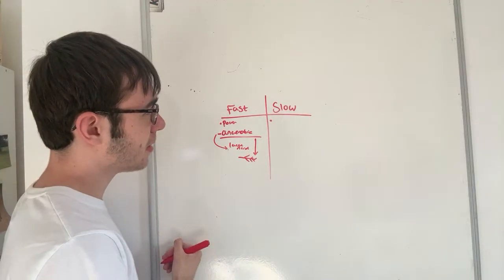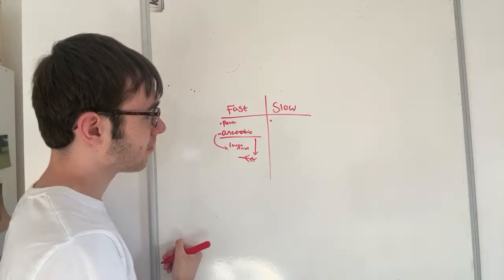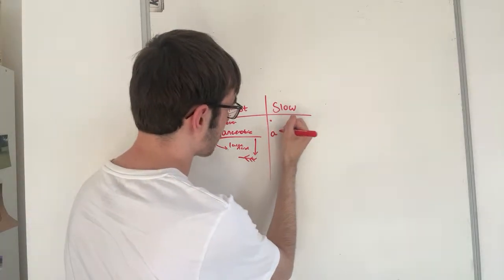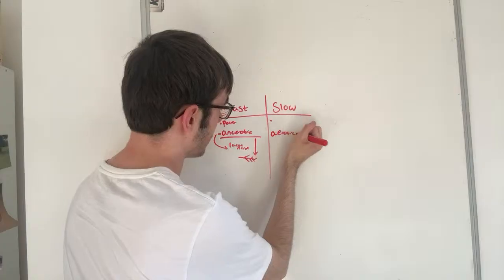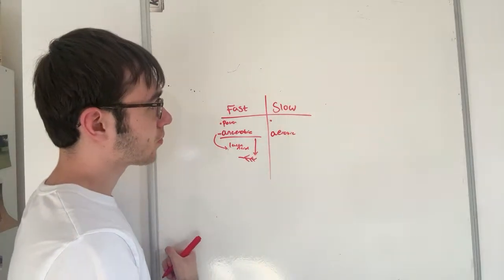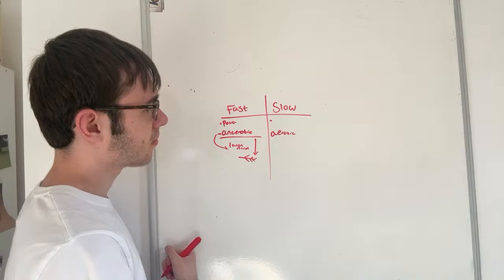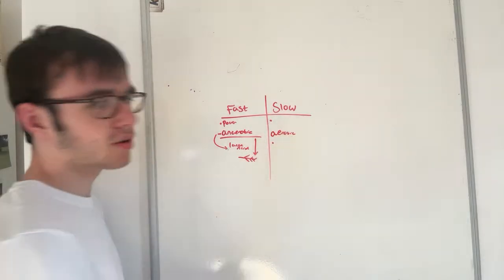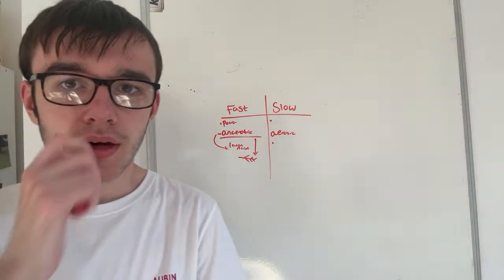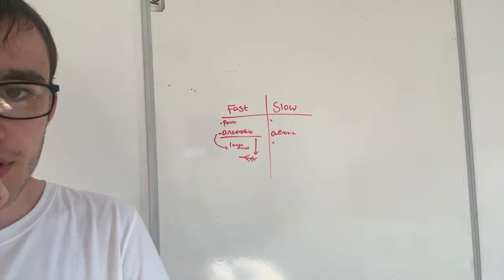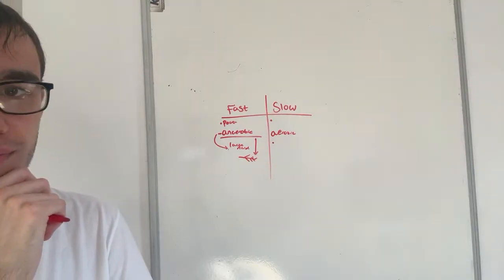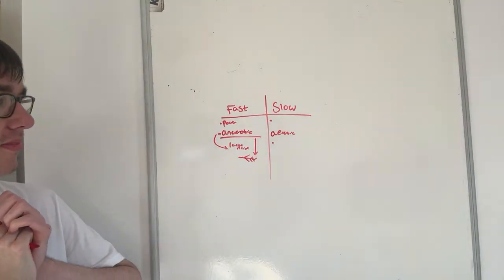Slow twitch, I don't remember what these have. Obviously they're going to contain more aerobic enzymes. I don't know what else they're going to contain. One of them I know contains creatine. Faster, more intense. Okay, that's good.